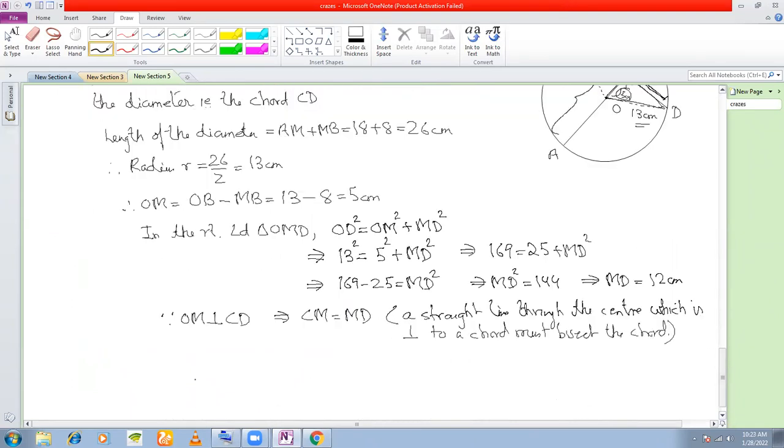what should be the length of CD? What should be the length of CD? Twice of 12, right? Yes, twice of 12, 2 into 12. Length of the shortest chord CD is equal to twice of MD, which is 2 into 12, which is 24 centimeters. That's it. Clear?